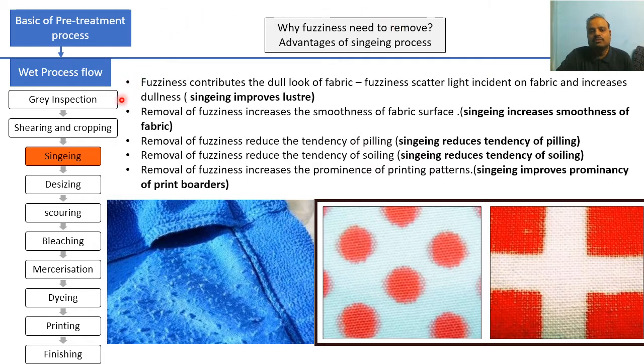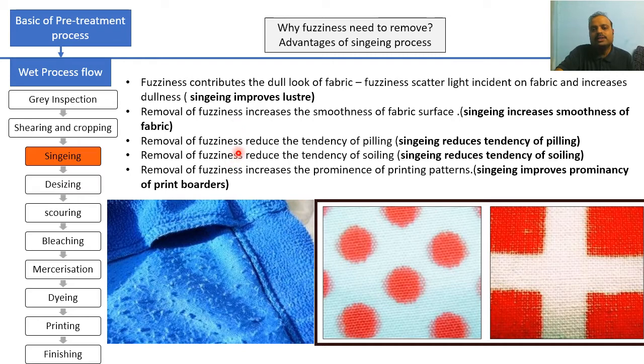Because of these four to five points, fuzziness actually contributes to a dull look. If we don't want a dull look, in that case fuzziness needs to be removed. Second, removal of fuzziness increases the smoothness of the fabric. If we want our fabric to be smoother, fuzziness needs to be removed.